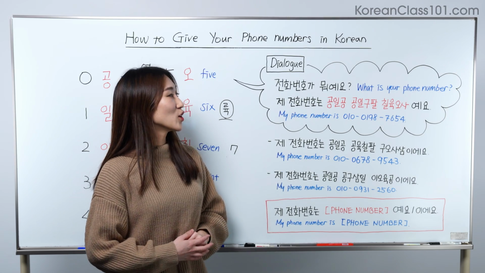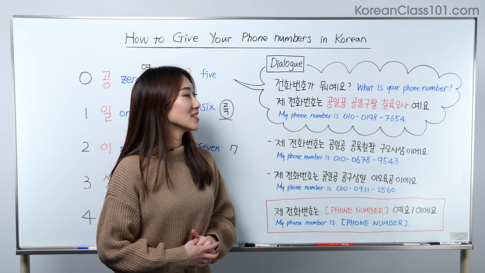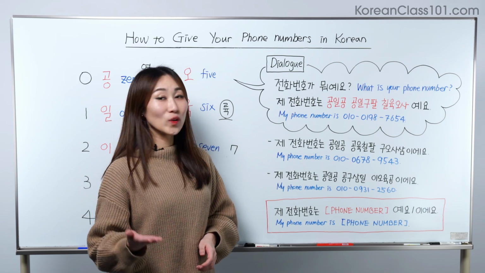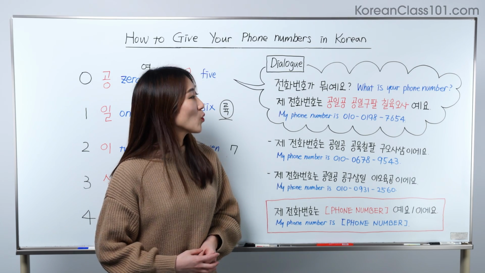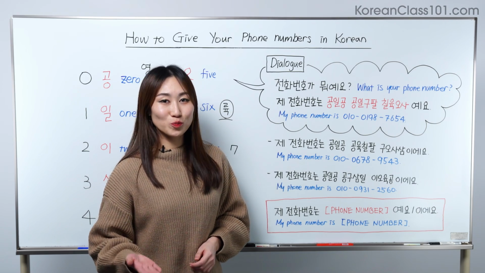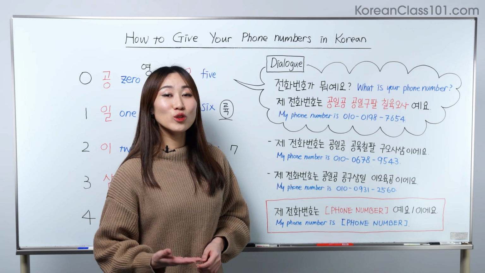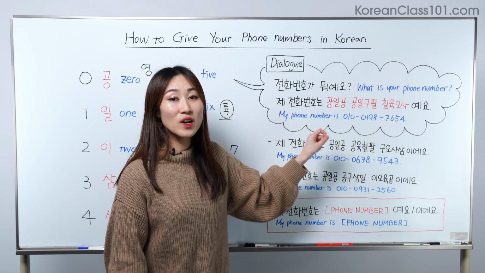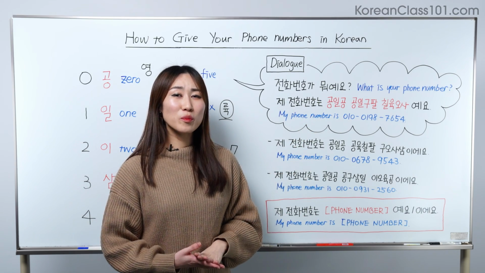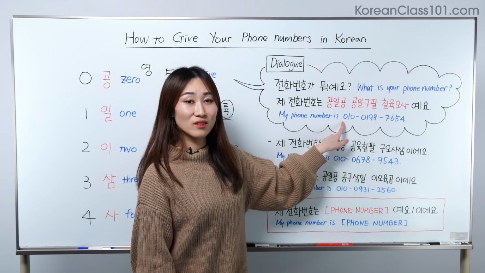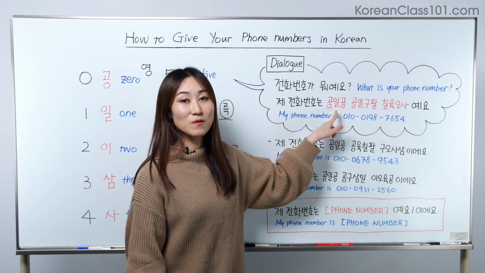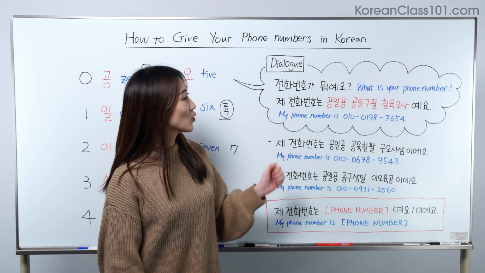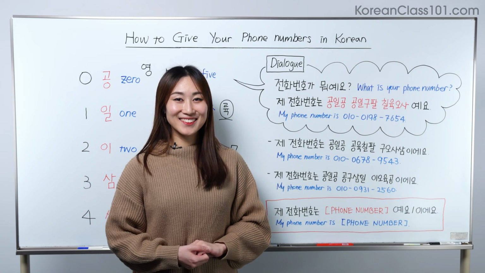제 전화번호는 010-0198-7654예요. Here I use the numbers in the Korean alphabet, but more people use numbers just like this, just normal numbers, not in the Korean alphabet. I just wrote it just for you so you can practice more. 010-0198-7654예요.